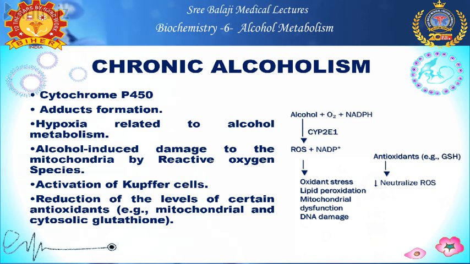Chronic alcoholism also forms adducts. These adducts bind with the active protein and impair its function. Hypoxia also can be seen in chronic alcoholism. Chronic alcoholism activates the Kupffer cells that cause inflammation of the liver cells that will lead to liver cirrhosis.